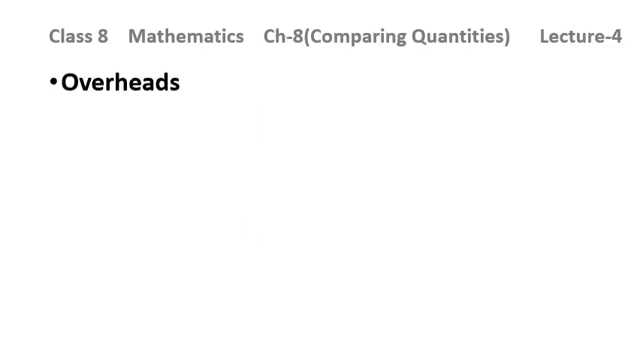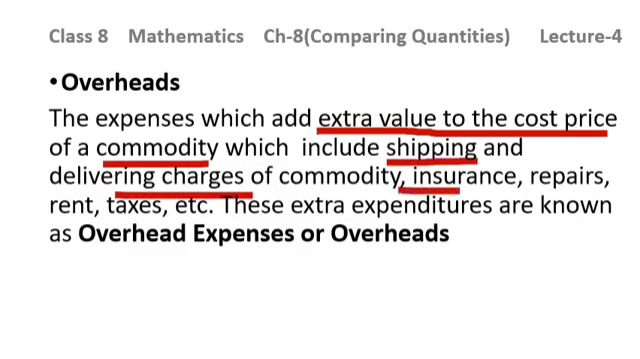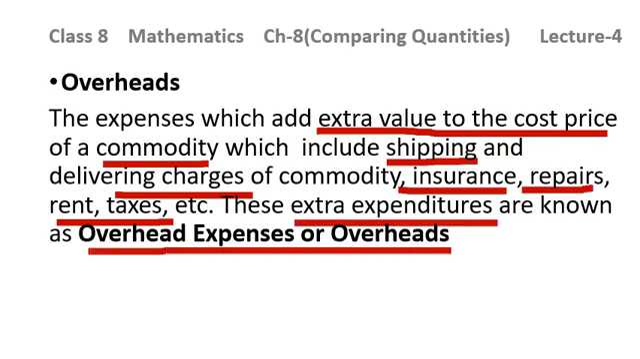Then we have learnt about overheads. What do you mean by overheads? The expenses which add extra value to the cost price of a commodity, that is an article, which include shipping, delivery charges, insurance, repairs, rent and taxes, etc. So the extra expenditures are known as overhead expenses, or only overheads.